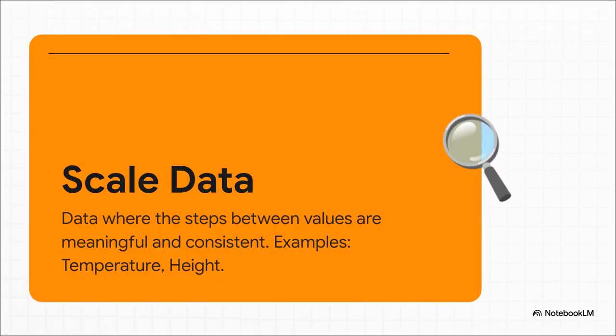Now, to really get what happened in this study, we've got to talk about something called scale data. It's actually pretty simple. Just picture a ruler. The distance between 1 and 2 inches is exactly the same as the distance between 10 and 11 inches. The steps are consistent, they're meaningful. This is going to be super important.